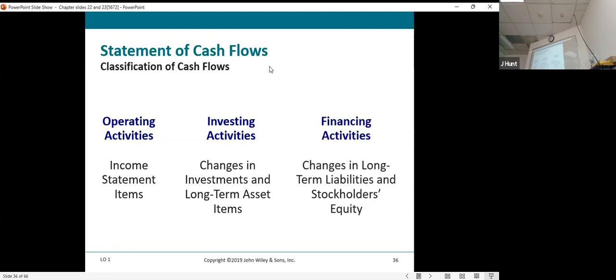The third section is financing activities. That covers changes in long-term liabilities and stockholders' equity. In the financing section, when we look at a balance sheet, this focuses on changes in mortgages, bonds payable, and any long-term debt, as well as changes in stockholders' equity. So that's dividends, issuing shares of stock, and buying treasury stock back. That's the focus there.